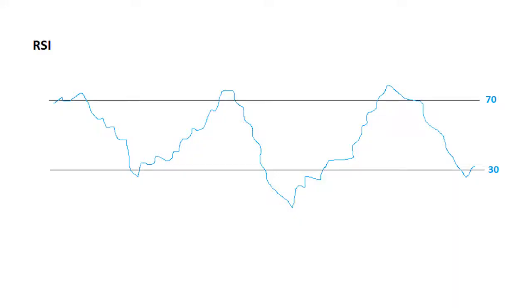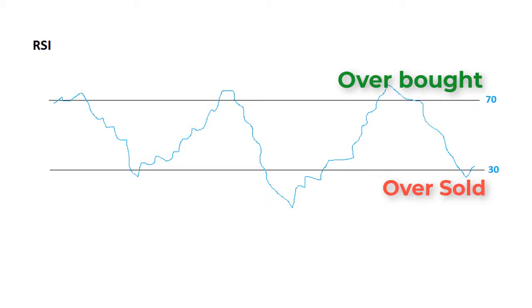On this drawing, the line at 30 indicates oversold and the line at 70 indicates overbought. So when RSI crosses the oversold or overbought level, which is 30 and 70, we can expect some trend changing or momentum changing in the price action.